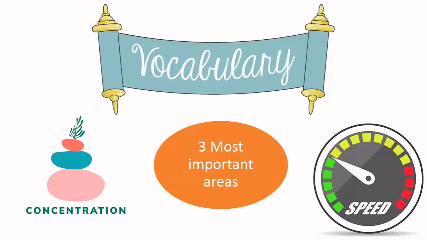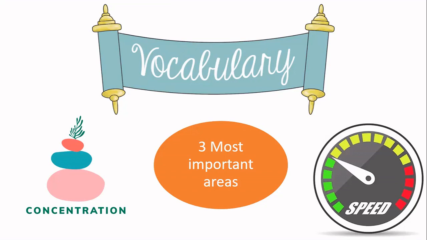Okay. Three most important areas of reading comprehension skills, students, are concentration, vocabulary, and speed. You need to be concentrated when you're reading that passage. Your vocabulary must be amazing, only then you can quickly read the passage and also understand the meaning of it, the comprehension of it. And speed will determine how quickly you are able to finish it.